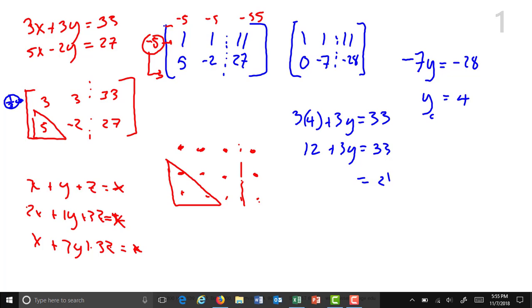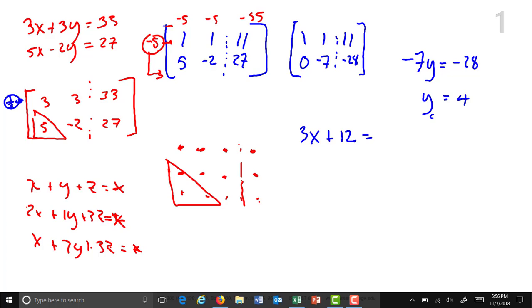Okay. Don't do that. Plugged it into the wrong guy. I should have been plugging it into 3x plus, now the 4 times 3 is 12. And then we still have our 33. So now we have 3x, and now I'm going to subtract the 12, right? So we have the 21. And so I have my x where the two lines would meet, and the x would be equal to 7. So the solution should be 7 comma 4. And that should work here in both cases.